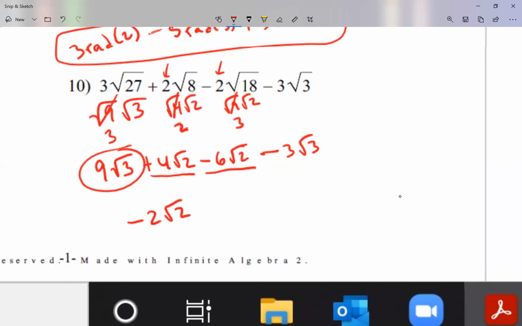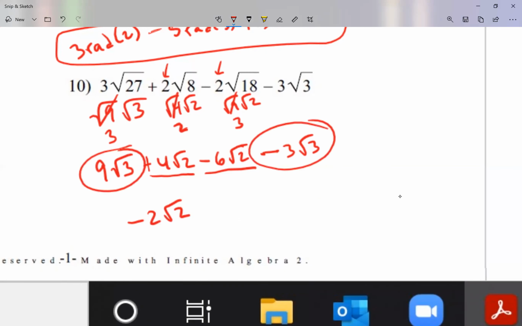And then I also see these other two. They have the same radical. I'm just going to combine the coefficients: 9 minus 3. So that's going to give me positive 6 radical 3.